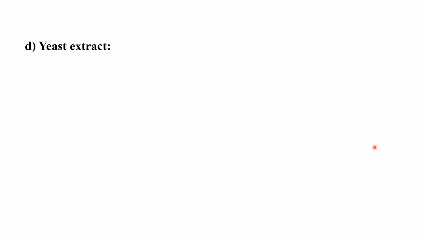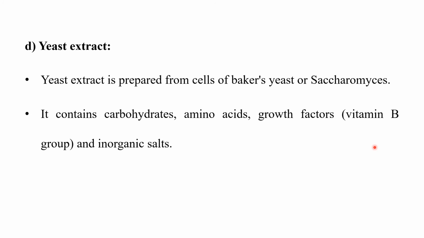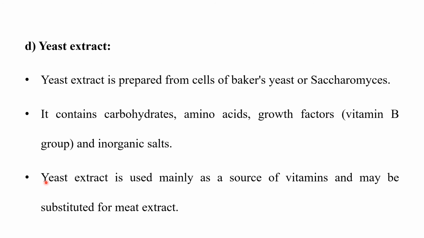Next one is the yeast extract. Yeast extract is mainly prepared from the cells of baker's yeast or Saccharomyces. It consists of carbohydrate, amino acids, growth factors, mainly vitamin B group, and inorganic salts. This yeast extract is used mainly as a source of vitamins, and if meat extracts are not available, then you can make use of yeast extract.